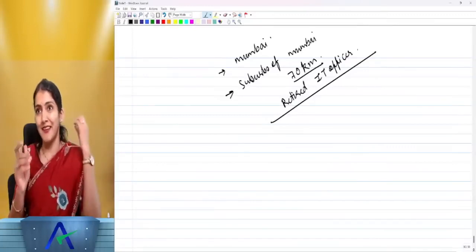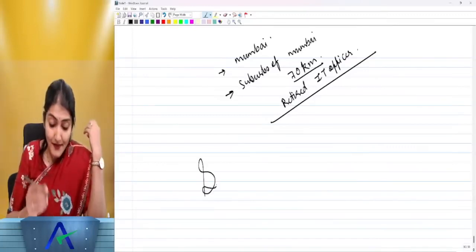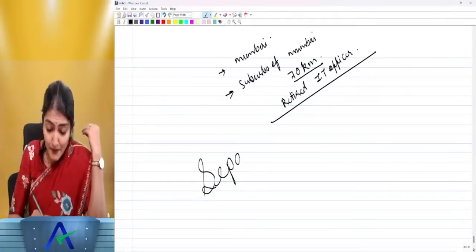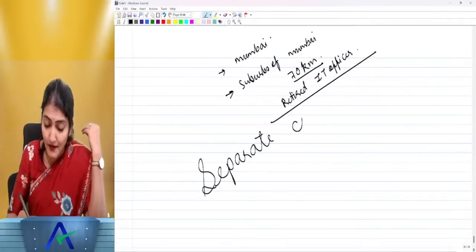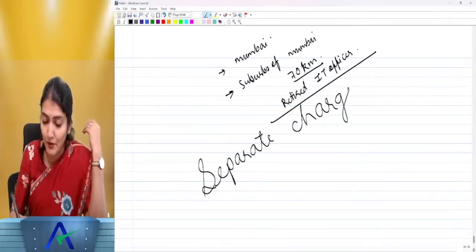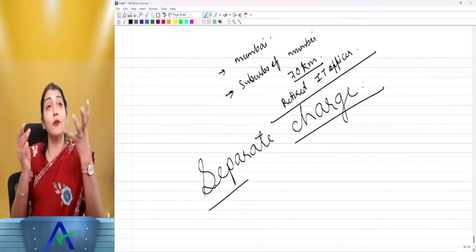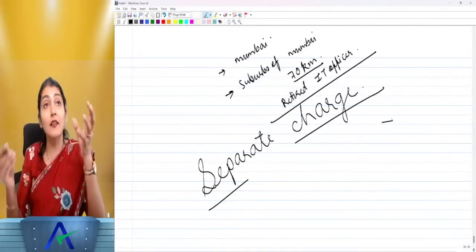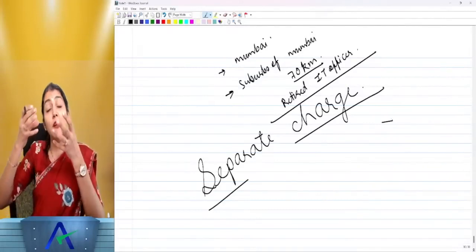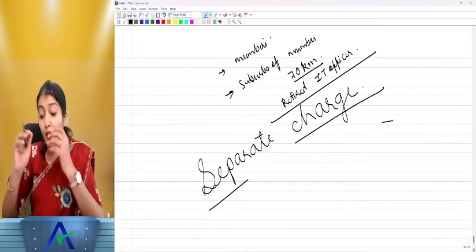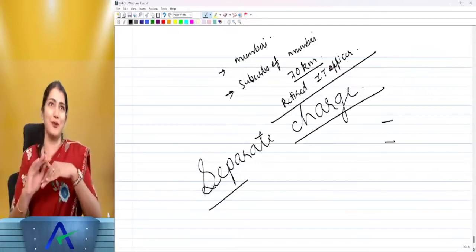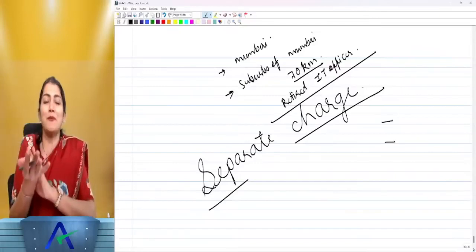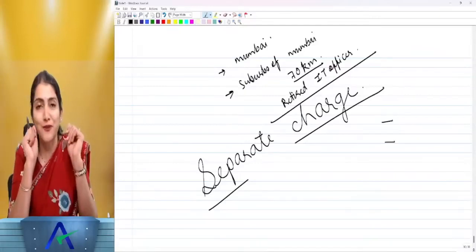Section 27. Very good. What does it say? Section 27, each branch of a CA should be under the separate charge of a member of the institute. However, no separate charge is required if the second office is located in the same city, or if it is located in the same accommodation, or if it is located within 50 kilometers from the municipal limits of the city in which the first office is located.